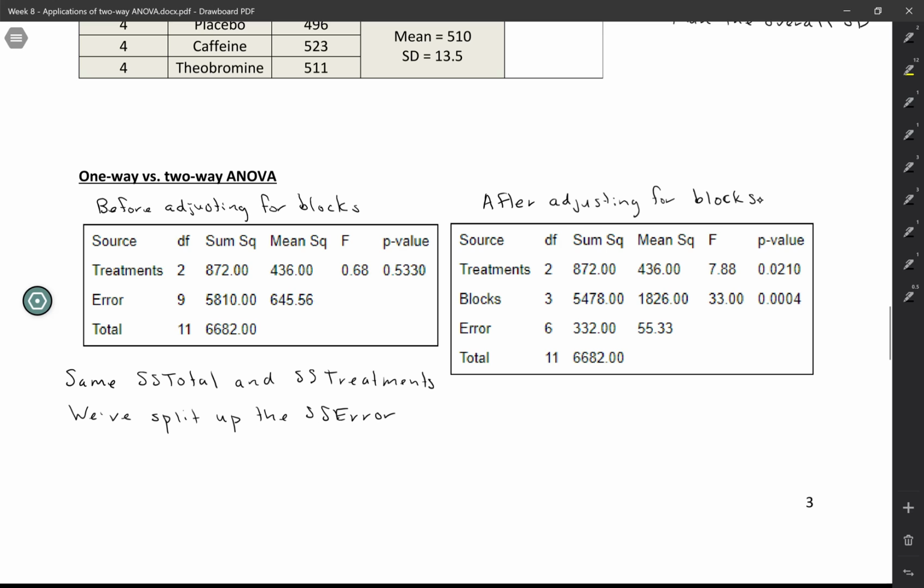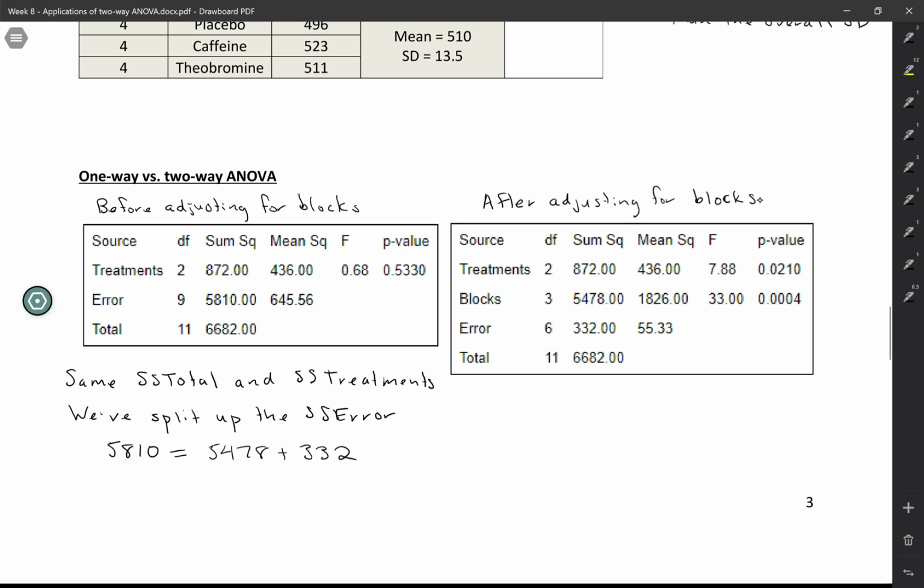So before adjusting for blocks, SS error was 5,810. And if we look at it after adjusting for blocks, the error is much smaller than before. But you may notice that blocks and error together add up to the old SS error. So we've got 5,478 plus 332, and that adds up to 5,810, which was our SS error before adjusting for blocks.